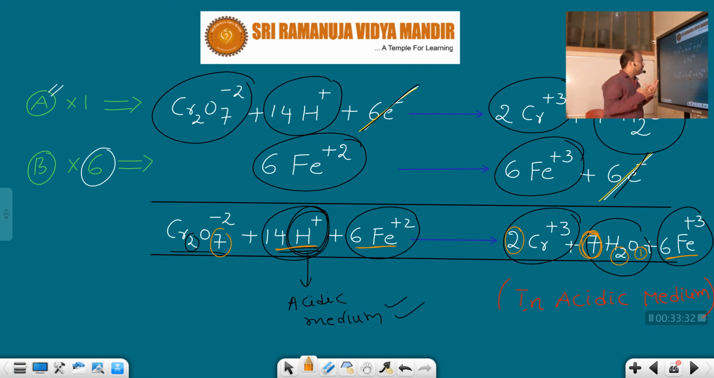So it is very easy, this version regarding redox reactions, but you need some practice. Without practice we can't sustain balancing chemical equations.